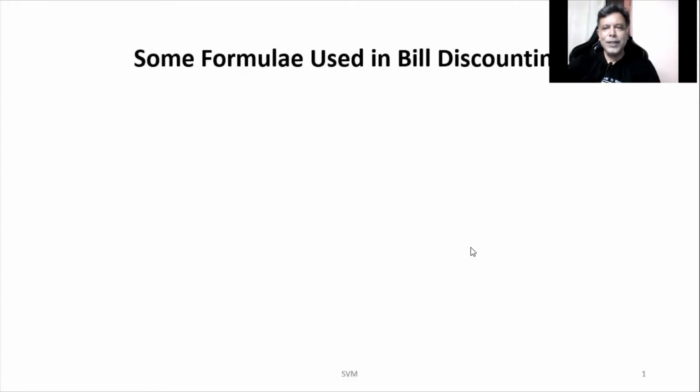In this video, we'll discuss bill discounting and related problems in bill discounting. Before we proceed into problems, we'll see what are the different formulae being used in bill discounting. First one, TD equal to A times NI divided by 1 plus NI.